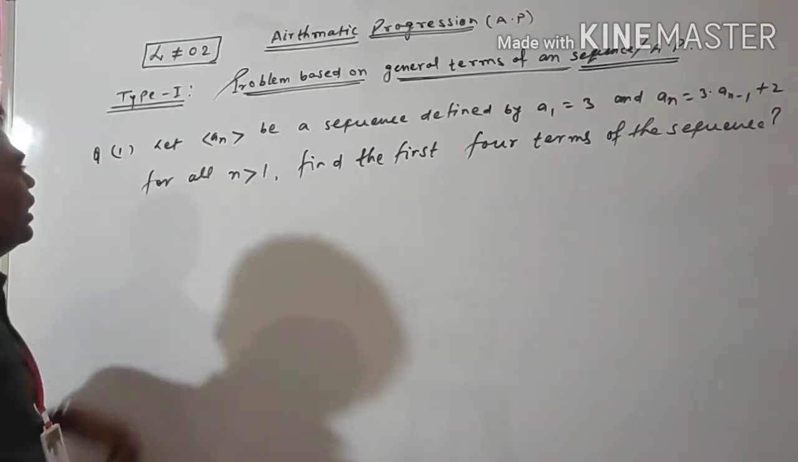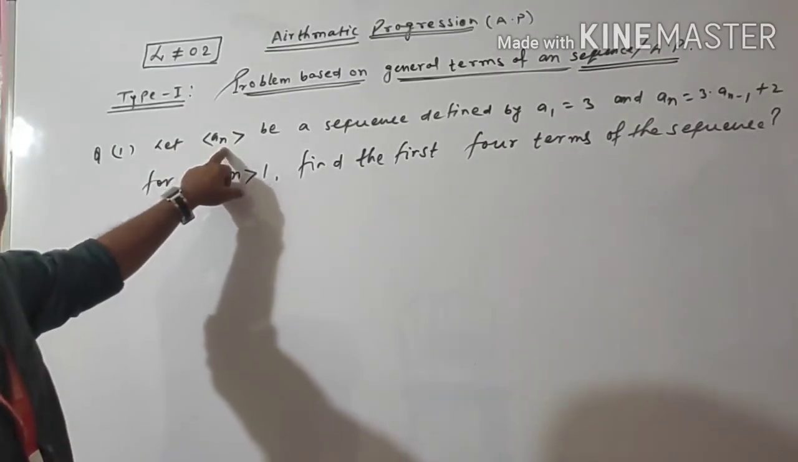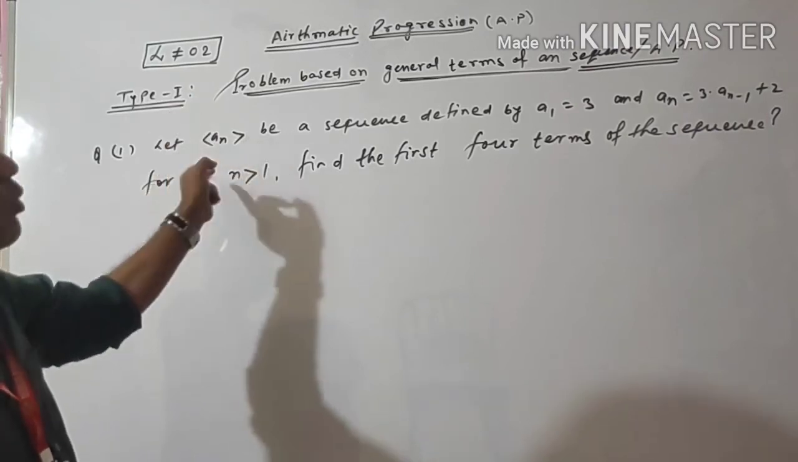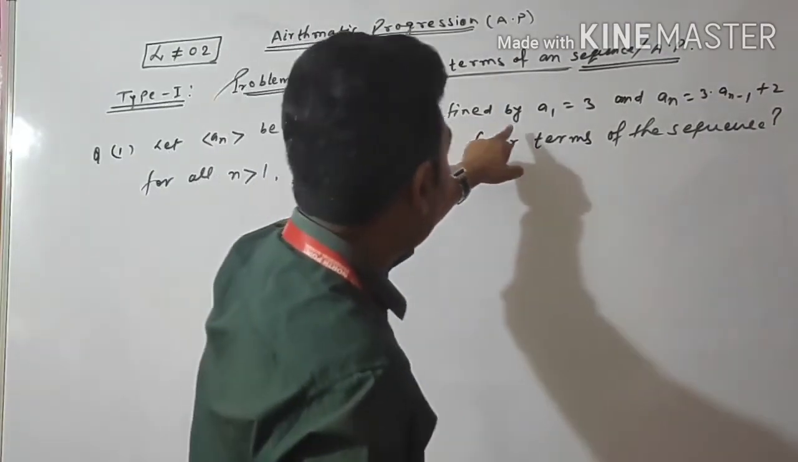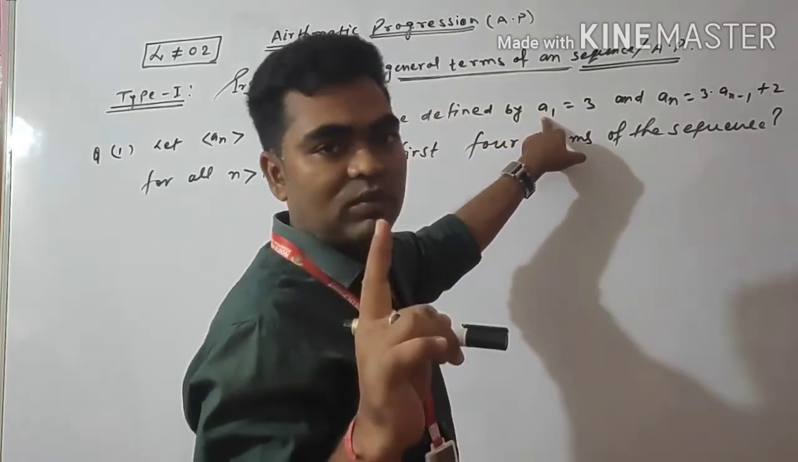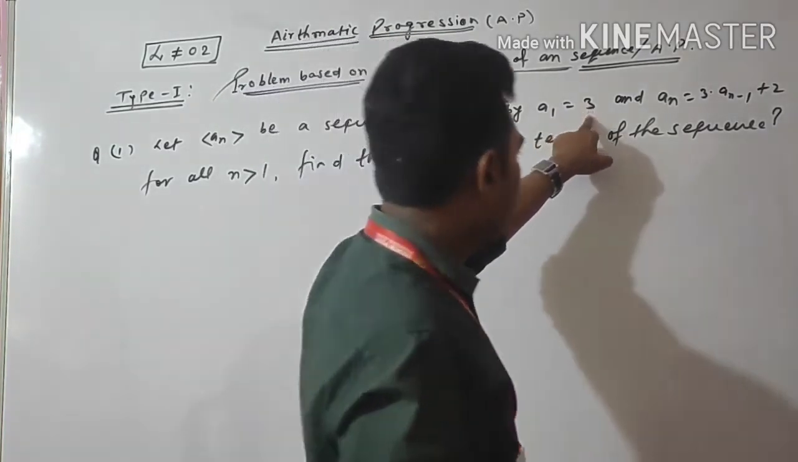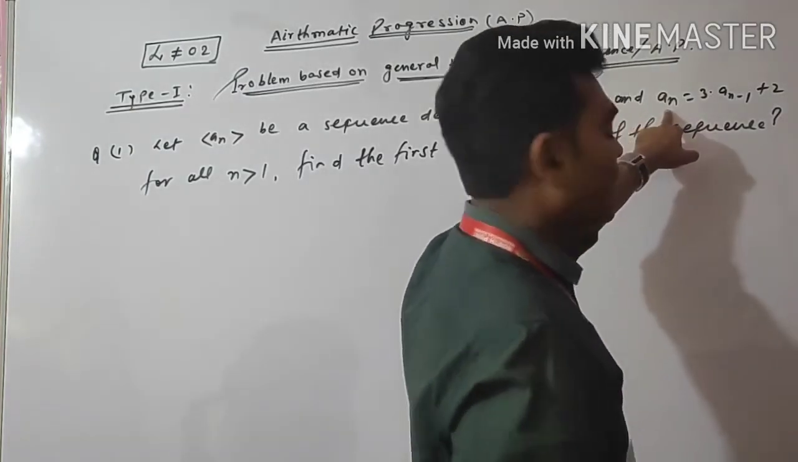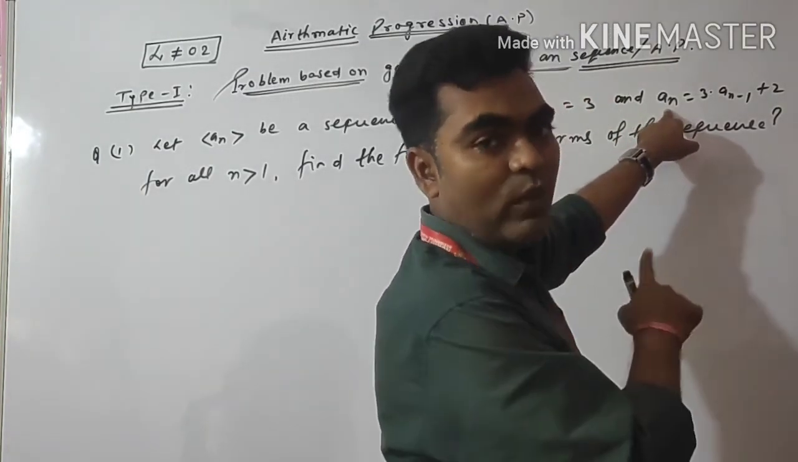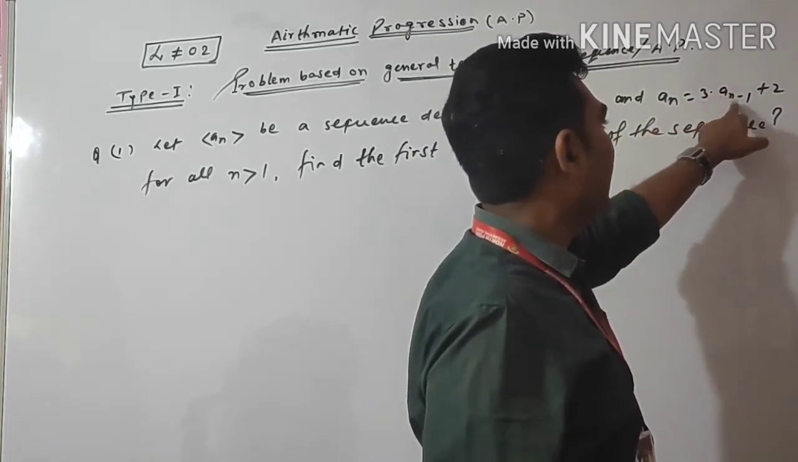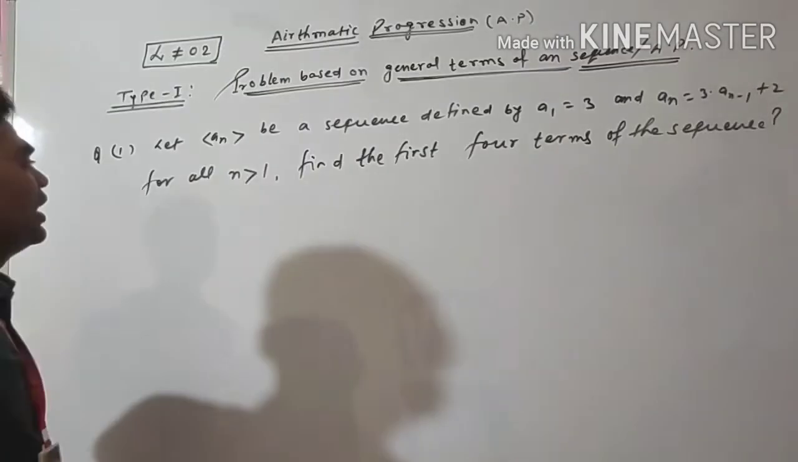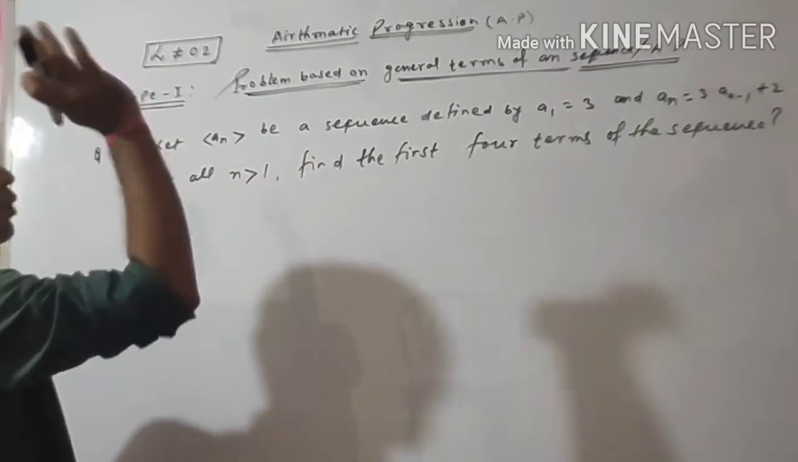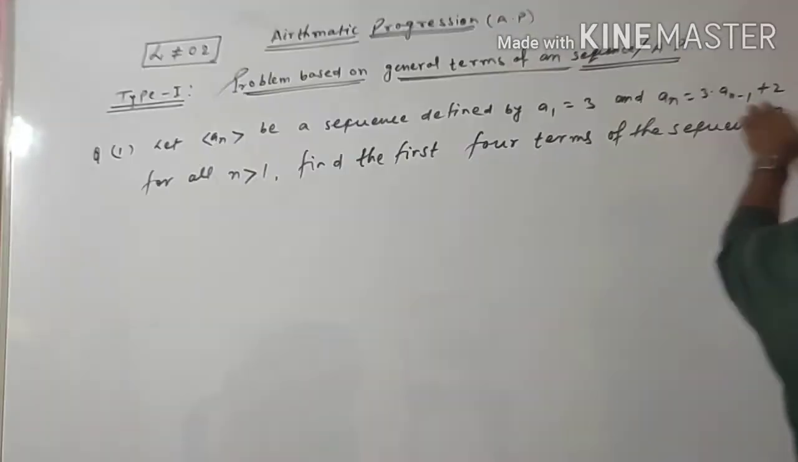Let an mean the nth term of the given sequence, and let an be a sequence defined by a1, that is the first term, equal to 3, and an, the nth term of this sequence, equal to 3 times an minus 1 plus 2 for all n greater than 1. Here n is always greater than 1 for this sequence.